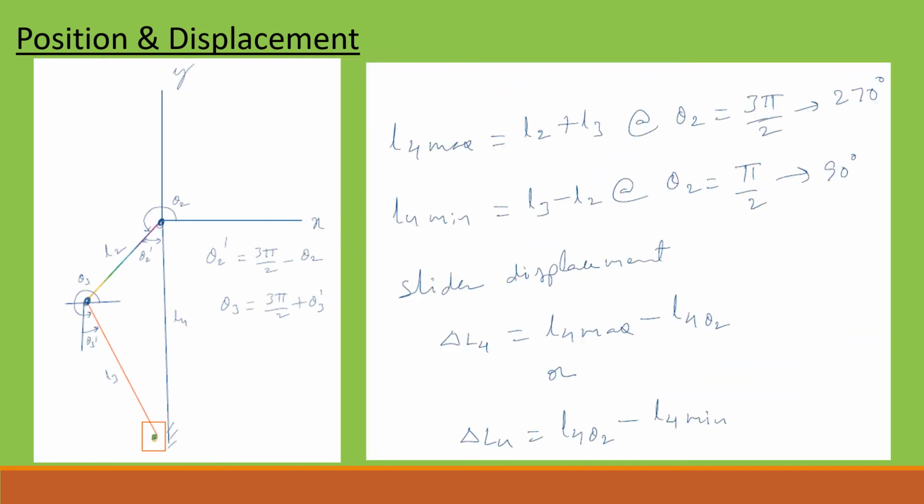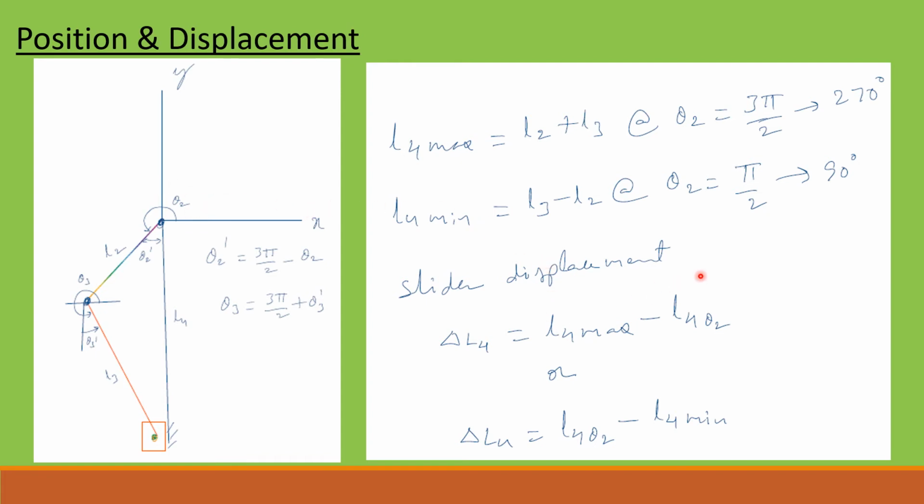After having derived equations for slider position and coupler angle, now let us derive equations for L4 max, L4 minimum and displacement. So L4 max can be written as L2 plus L3. That will happen when theta 2 equal to 3 pi by 2, that is 270 degrees. So that is when theta 2 prime is 0. So L4 minimum is equal to L3 minus L2. That will happen at theta 2 equal to pi by 2, that is 90 degrees. That is when theta 2 prime is 180 degrees, that is theta 2 is 90 degrees.